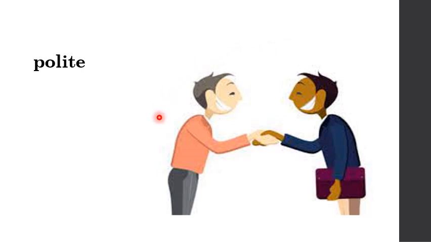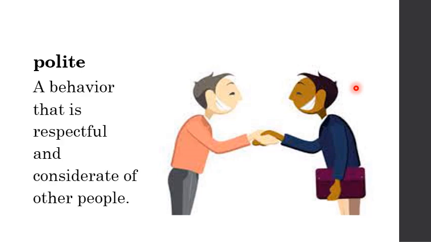So I know some of you, or most of you, are polite, no? That's a good behavior of a student or a person. So what is a polite person? This is a behavior that is respectful and considerate of other people. If you are polite, you give respect to others. I hope you understand being a polite person.